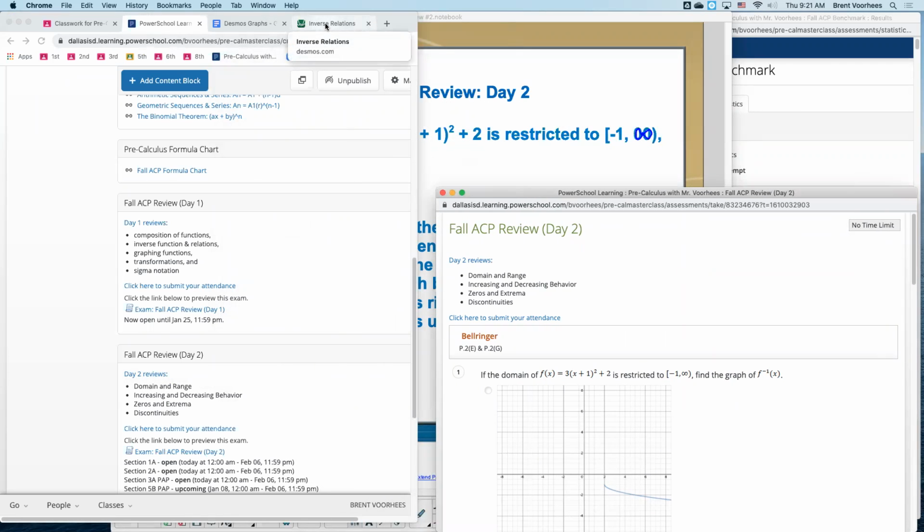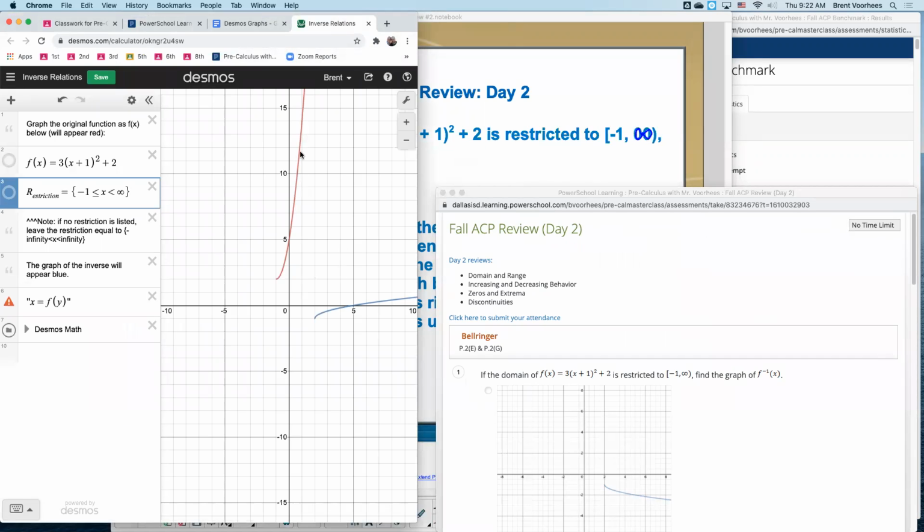I'm going to go back over here and pull up the graph I got. And so you could look at your graph and compare it to your answer choices for the answer.